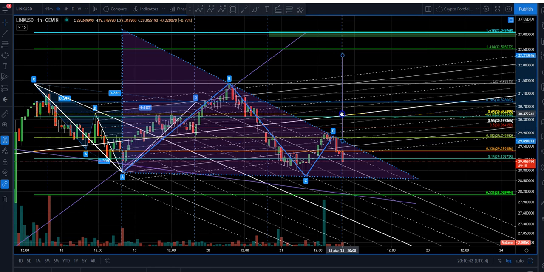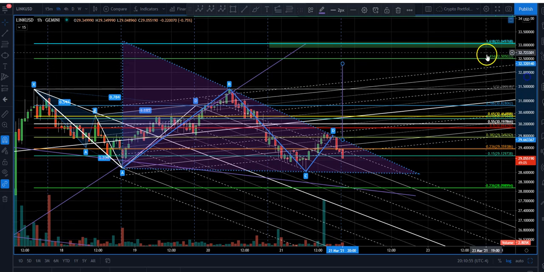If it happens to break out here, that's where the target would be. From the looks of it, it's going to go down before it goes up. So let's just place this there, and let's see if there's a breakout, and let's see if it makes it up here to the 1618 or 1414.